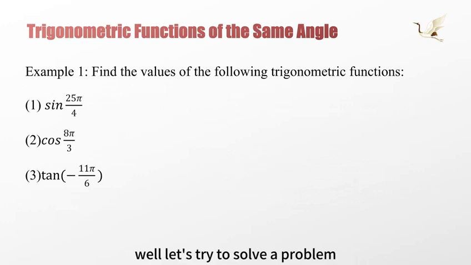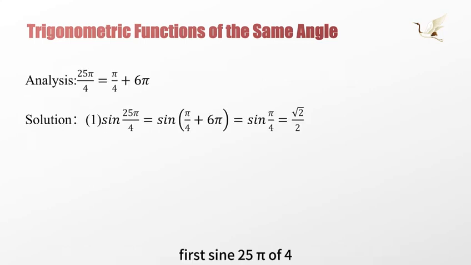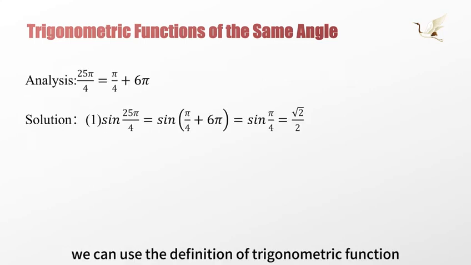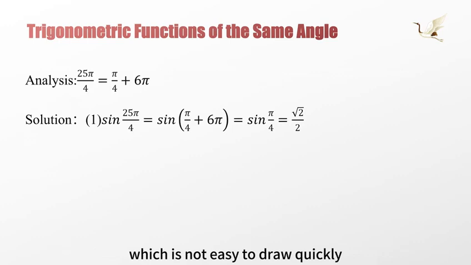Well, let's try to solve a problem. Find the value of the following trigonometric functions. First, sine of 25 pi over 4. We can use the definition of trigonometric functions to solve it, but 25 pi over 4 is a big positive angle, which is not easy to draw quickly.